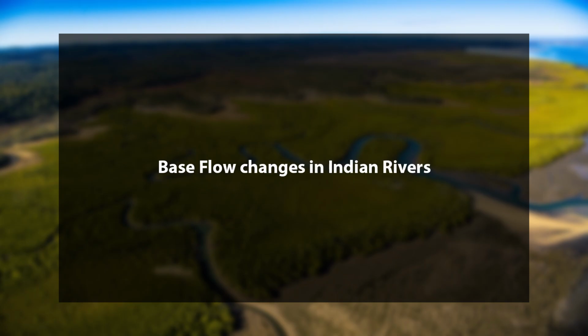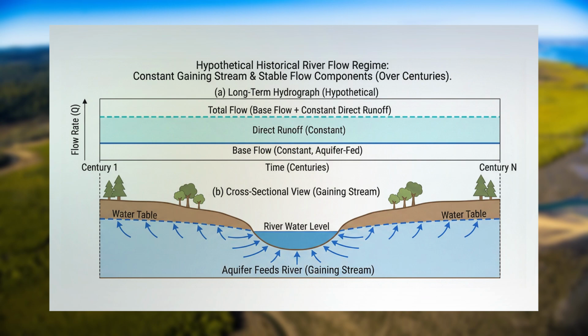Now, base flow changes in Indian rivers. The base flow in Indian rivers shows a varied behavior during the past decades. The main factors include the varied climate, geology, land use and human factors. Base flow in Himalayan rivers is very high and contributes 40 to 70% to the total flow, while in the peninsular rivers it contributes 30 to 70% of the annual stream flow.